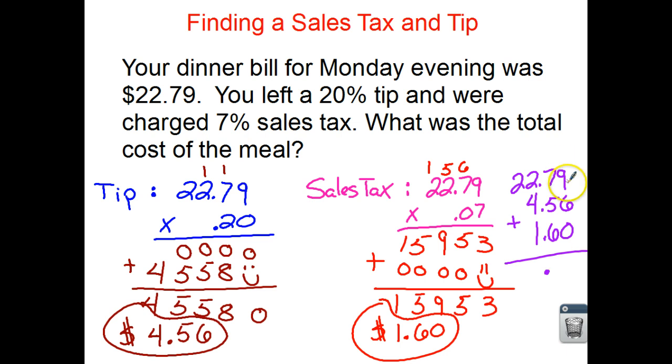9 and 6 is 15, carry the 1. That's 11, that's 19, carry the 1, 2, 3, 7, 8, and 2. So we have a total bill of $28.95. And here is your final answer in purple. Okay, not bad for an evening out at the restaurant.